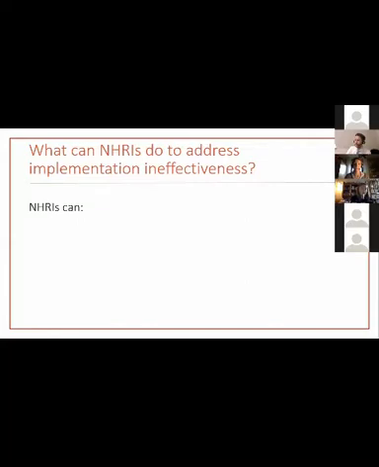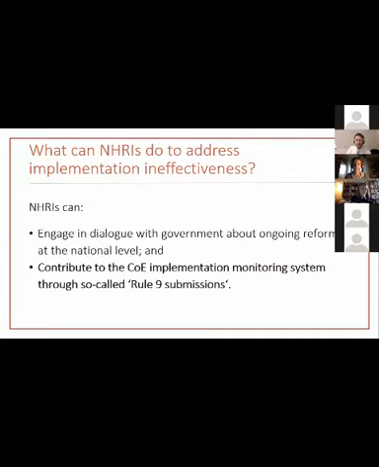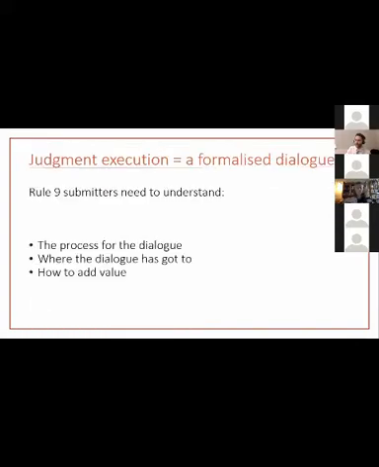So for now, just a little bit, again, to put this in context of what we're working on today. One of the things we've talked about is how NHRIs can address implementation ineffectiveness, so reforms not perhaps working as well as they should. And a key way for that to happen is, of course, engaging with government. But finally, in this session, we're talking about contributing to the Committee of Ministers monitoring process in Strasbourg.